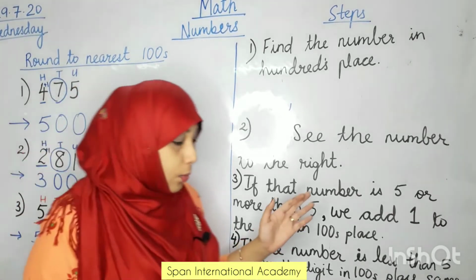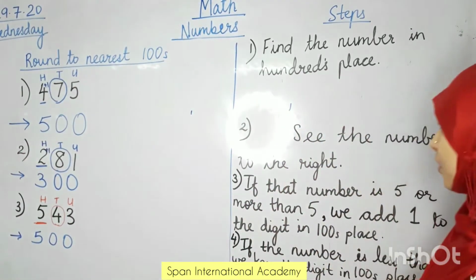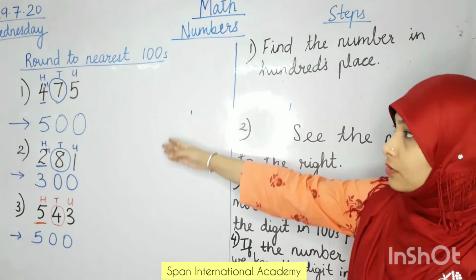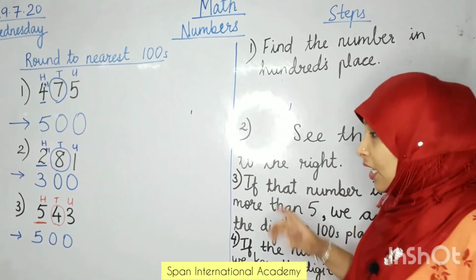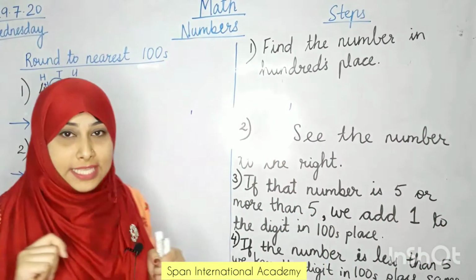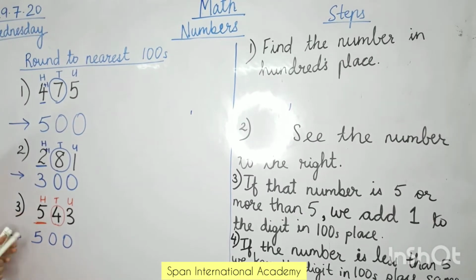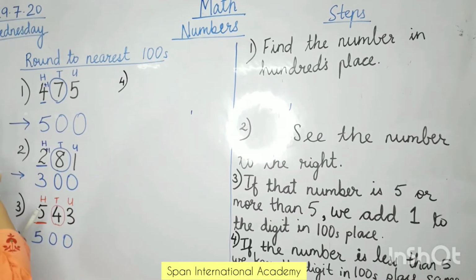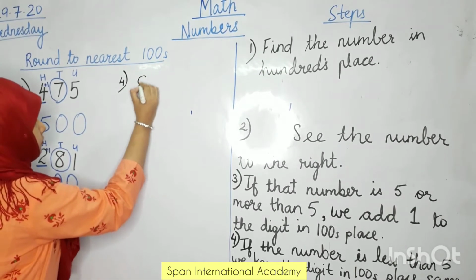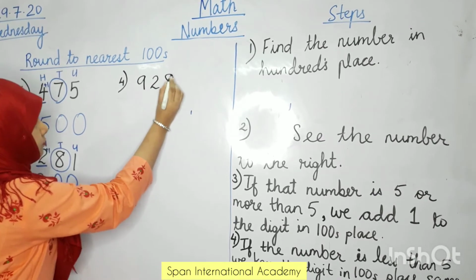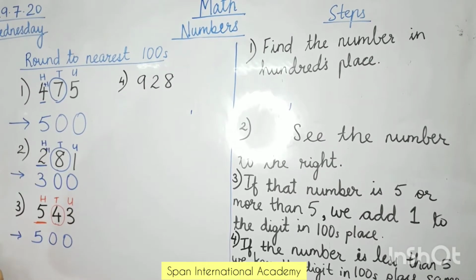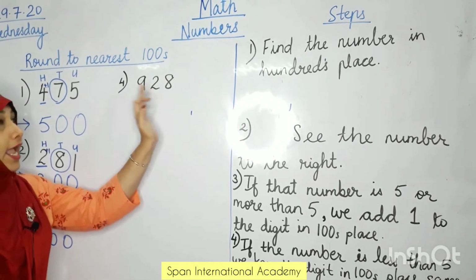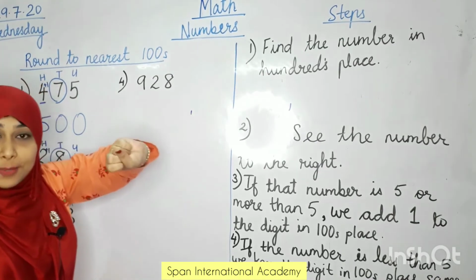Okay students, with the help of these steps 1, 2, 3 and 4, we have seen how we round numbers to the nearest hundreds. Quickly we will see another example. We will see example number 4. My fourth number is 928. We come back to our steps.